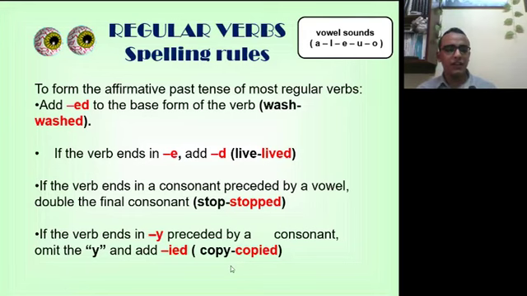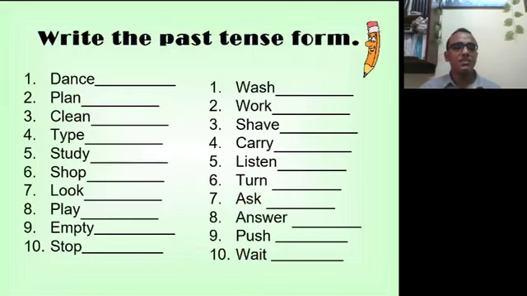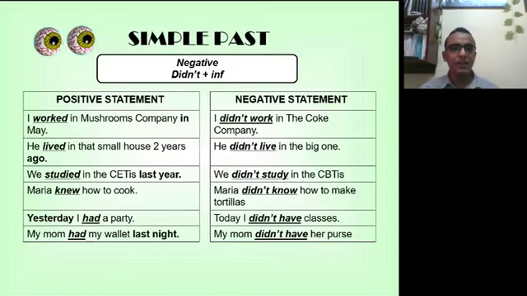Let's take another thing. Here we have some verbs. I need you to add D or ED or IED to the verb. Here I need you to practice like this as an exercise. So I'm going to send it to you. Don't worry about this. Okay?